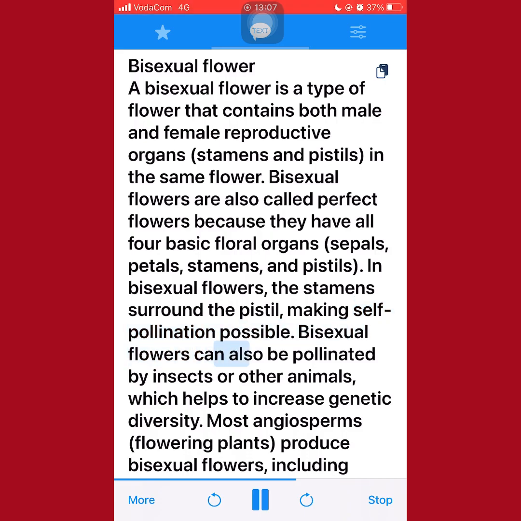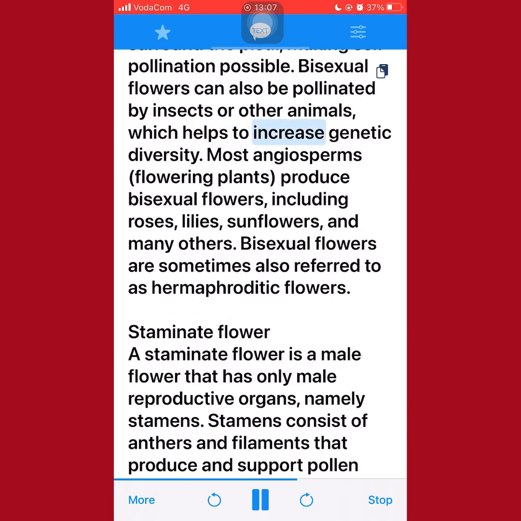Bisexual flowers can also be pollinated by insects or other animals, which helps to increase genetic diversity. Most angiosperms, flowering plants, produce bisexual flowers, including roses, lilies, sunflowers, and many others. Bisexual flowers are sometimes also referred to as hermaphroditic flowers.